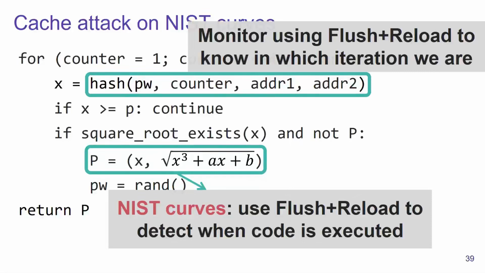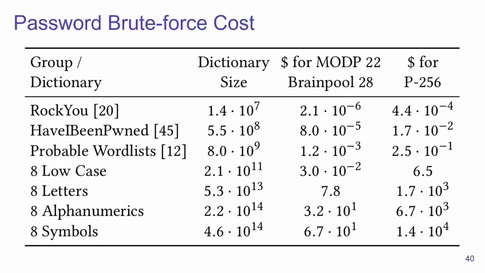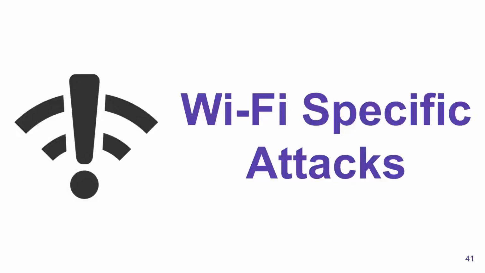And we implemented the brute force algorithm on GPUs, and here we found that if you take any dictionary or any password leak, then we can brute force it for less than $1 on Amazon instances. And even if you want to brute force all 8 symbol passwords, then the cost will be higher, but it's still doable in practice. We also discovered several Wi-Fi specific attacks.